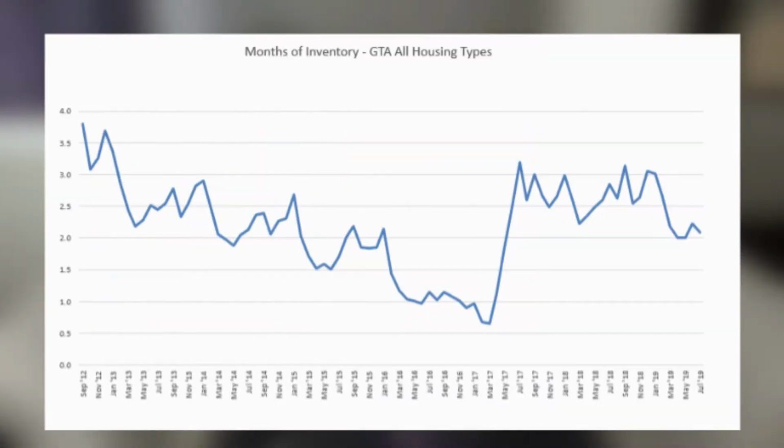So check this out. Now, as we're looking at these numbers, we can see back from September 2012, months of inventory was 3.8 all the way down to March 2017, where we had less than a month of inventory, which was just crazy. So that was the trend that we saw happen over 5 years. The question now is whether this is going to happen again. Is this something we're going to experience once again?